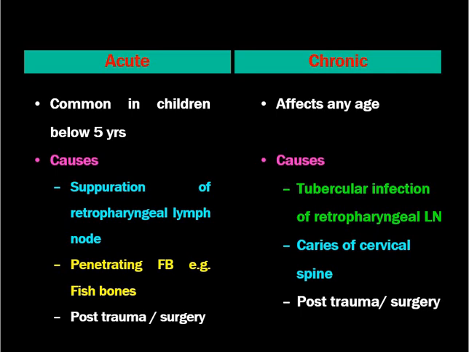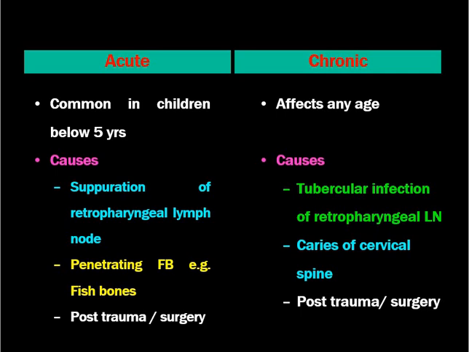Causes of chronic retropharyngeal space abscess are tubercular infection of the retropharyngeal lymph node, which may occur at any age, caries of the cervical spine due to tuberculosis, so-called Pott's spine, and either post-trauma or surgery in the cervical spine or in the oropharynx or sometimes in the neck.